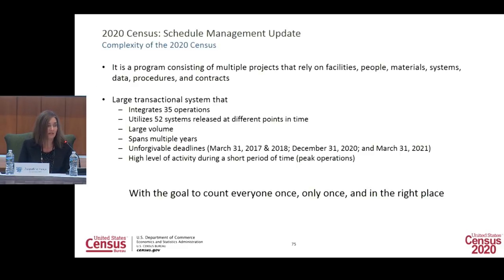So the 2020 census is a large, complex program, and it consists of multiple projects that rely on people, facilities, materials, systems, data, procedures, and contracts. It's a large system. It integrates 35 operations across 52 systems, and it spans multiple years. Although we have a high level of activity that occurs over a 6 to 9 month period of time that we refer to as our peak operations. We have very unforgivable deadlines that we must meet, and all of this is with the goal to count everyone once, only once, and in the right place.